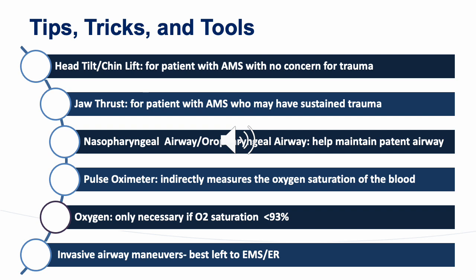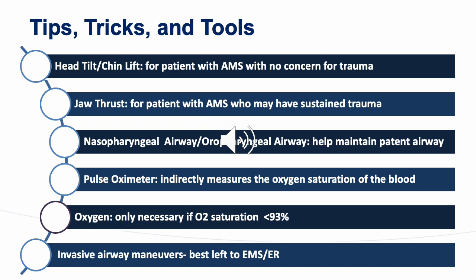A pulse oximeter, we've all become very familiar with these recently during the COVID pandemic, but it's a way to indirectly measure the oxygen saturation of the blood with a simple non-invasive method where we can use on a fingertip or on an earlobe. Supplemental oxygen is really only necessary if the O2 saturation is less than 93%. So we really don't need extra oxygen unless that oxygen level is low. There's very little value to providing extra oxygen or hyperoxygenating patients, and in some cases it may actually be detrimental.